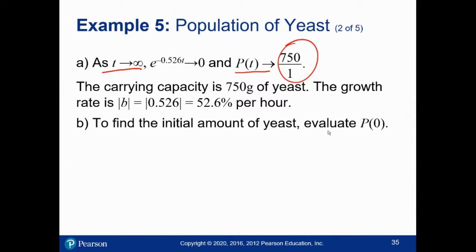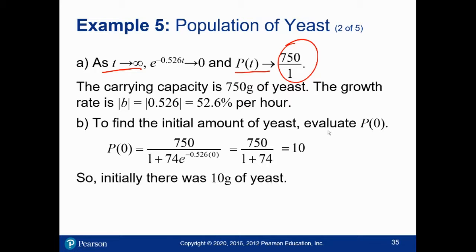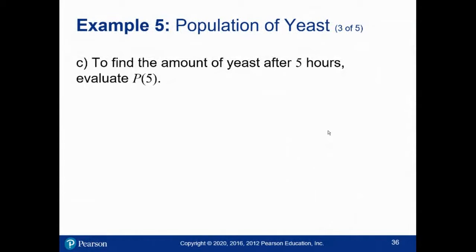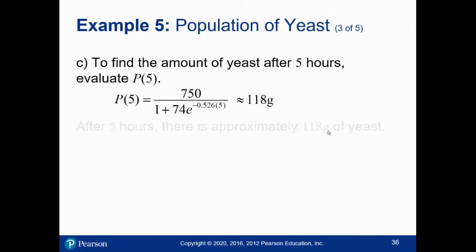The initial amount is just what's p of 0, and if you plug p of 0 into that expression, e to the something times 0 is just e to the 0, which is just 1, and we get 750 over 74 plus 1, 750 over 75, which is just 10. So we started off with 10 grams of yeast. How much do we have after 5 hours? Just plug in 5. You really have to use a calculator, but it's about 118 grams. So even though we started with 10 grams, we have gone all the way up to 118 grams.